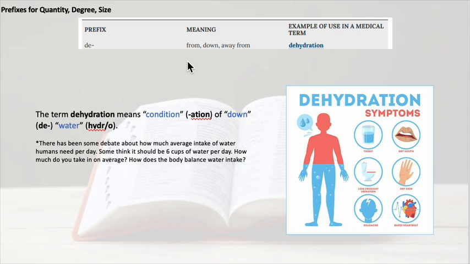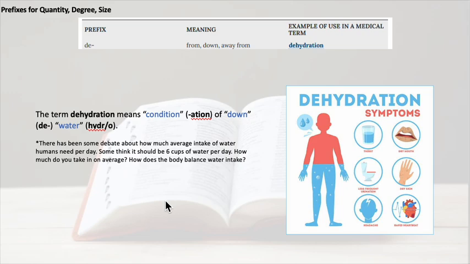De refers to from, down, or away from. And I'll use the example dehydration. So dehydration means a condition of down water, so essentially away from hydration, if you will. Hydro is that combining form for water. Now, symptoms of dehydration, we could talk about dry mouth, dry lips, dry skin. Severe dehydration can influence heart rate and can cause headache.